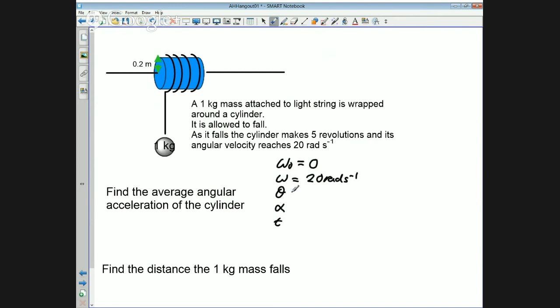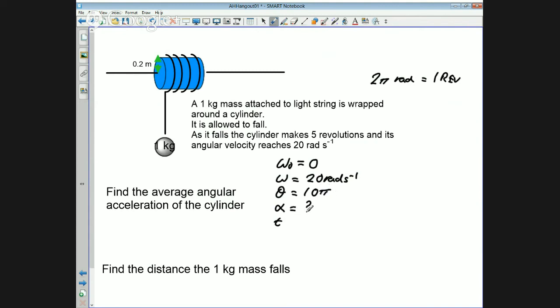And we know the angle it is going to go through is 5 revolutions. So 5 revolutions is 5 times 2 pi. Remember, 2 pi radians equals 1 revolution. That's something we have to know. So if you go through 5 of them, it's going to be 10 pi. And you can work that out yourself to get an answer for that.